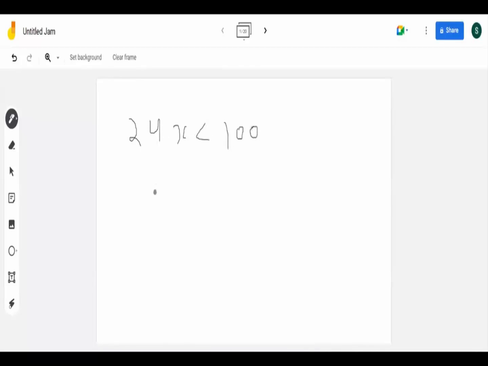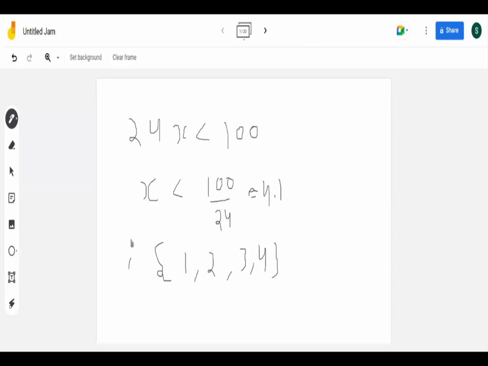You can divide by 24 on both sides to get x is less than 100 by 24, and 100 by 24 is nearly 4.1. So we got our x less than 4.1. We have to solve this for when x is an integer and when x is a natural number. So if x is a natural number, it will start with 1. So our answer will be 1, 2, 3, and 4. This is the first bit, when x is a natural number.